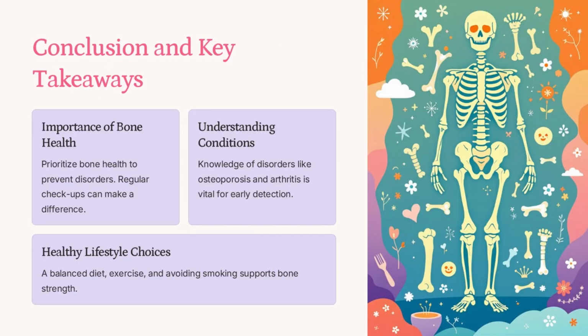Bone health is crucial. Regular checkups can help prevent disorders. Understanding conditions like osteoporosis and arthritis is key for early detection. Maintaining a healthy lifestyle with a balanced diet, exercise, and avoiding smoking supports strong bones. These key takeaways summarize the importance of prioritizing bone health and the steps individuals can take to maintain it.